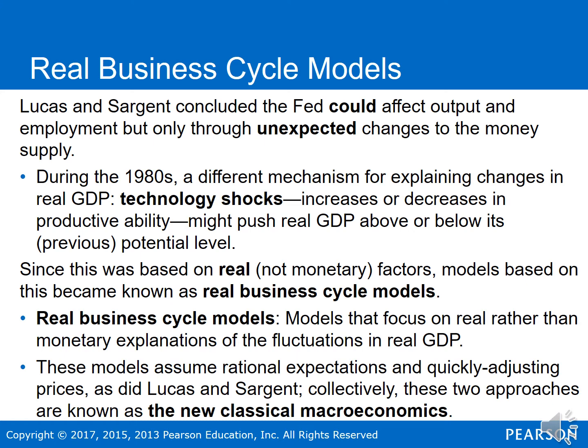So Nobel laureates Robert Lucas and Thomas Sargent were big proponents of the rational expectations theory. They concluded that the Federal Reserve could only affect output and unemployment through unexpected changes to the money supply. So only when firms and workers couldn't fully anticipate what the Federal Reserve was going to do, because they kept that knowledge a secret prior to their actions, only then could the Federal Reserve actually influence the economy.